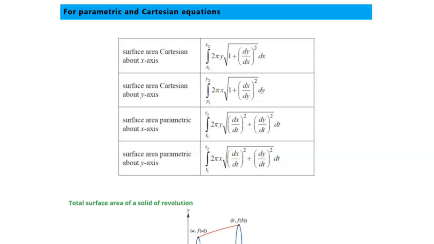Let's now explore finding the areas of surfaces of revolution. We are going to be able to do this using Cartesian equations and parametric equations, and we're also going to have to be mindful of which axis we are rotating around.